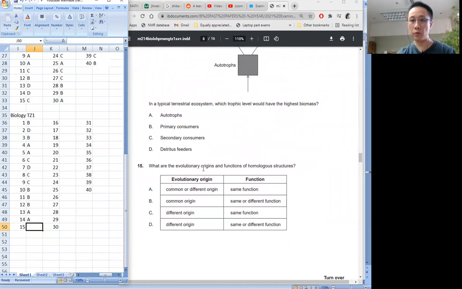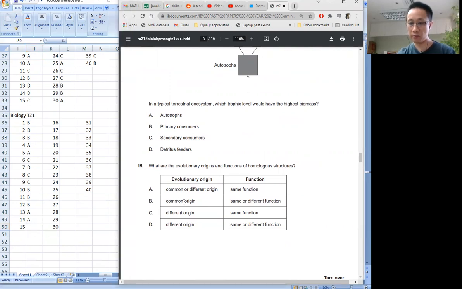15, what are the evolutionary origins and functions of homologous structures? Evolutionary origin should be common, but then they should end up with different function. I think the standard answer is different function, but all four choices have same, so I'm guessing B is the best.